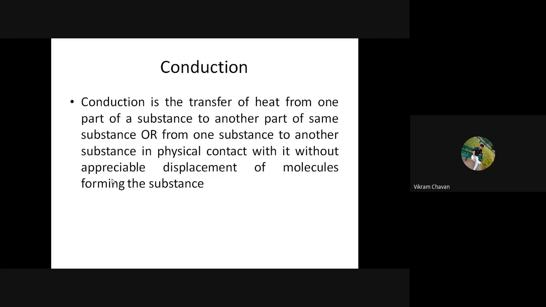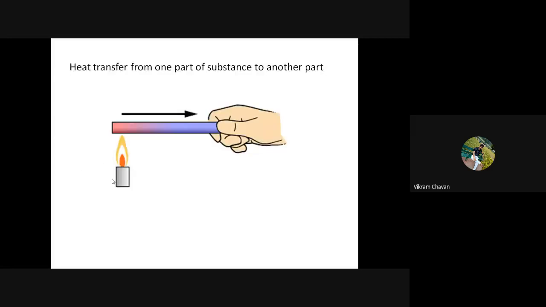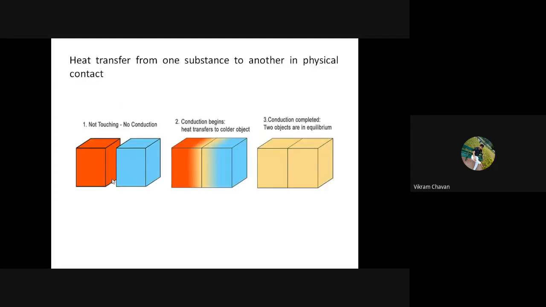Once again, I will repeat the definition. Now you have two examples. One is related to the heat transfer within a substance, from one part of a substance to another part of a substance, or from one region of a substance to another region of the same substance. And you have another example, that the heat transfer from one substance to another substance which are in physical contact.